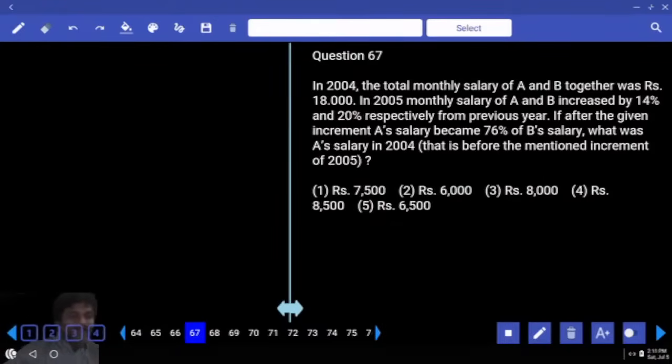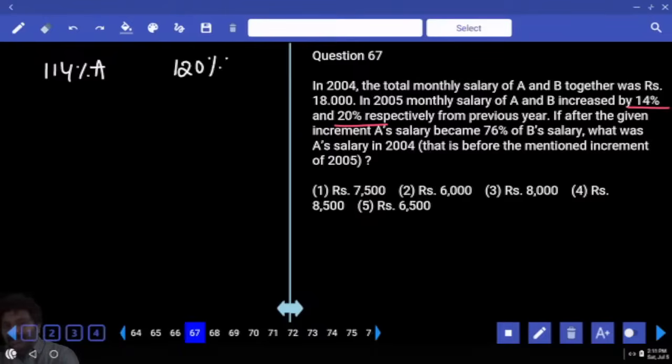Okay. In 2005, AB salaries comparison is already there. A's salary increased by 14%, then it becomes 114% of A. B salary increased by 20%, then it becomes 120% of B. Comparison says A's salary is 76% of B's salary. 76%, I will write it as 76 by 100.